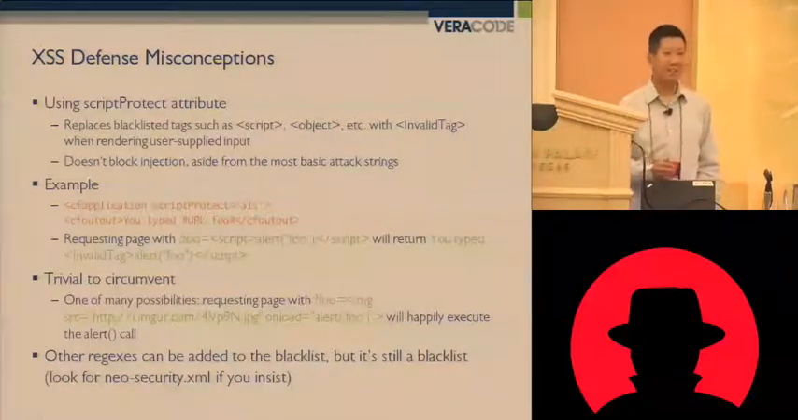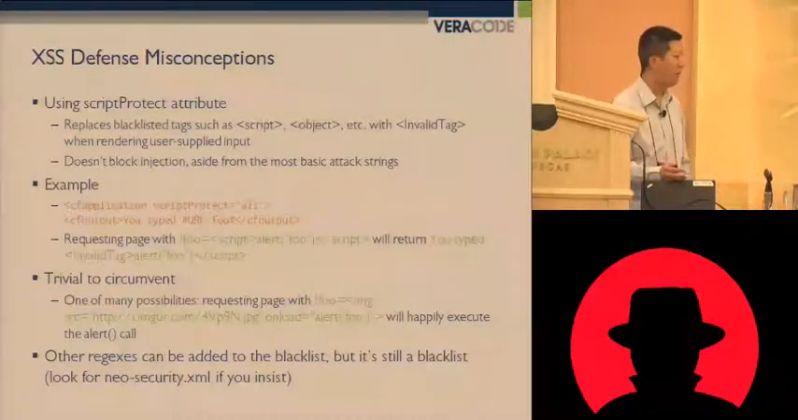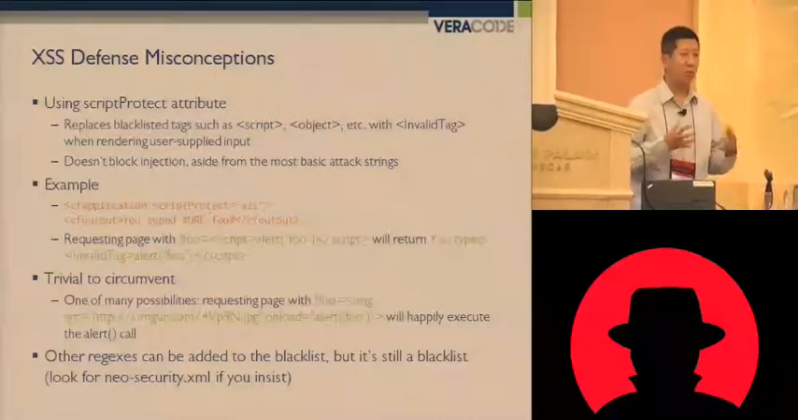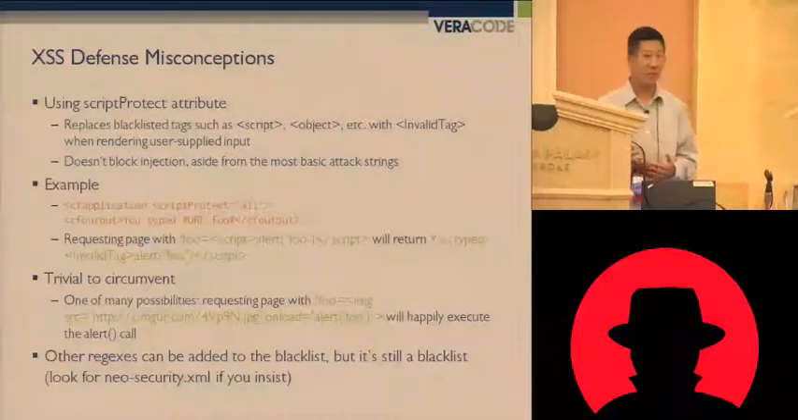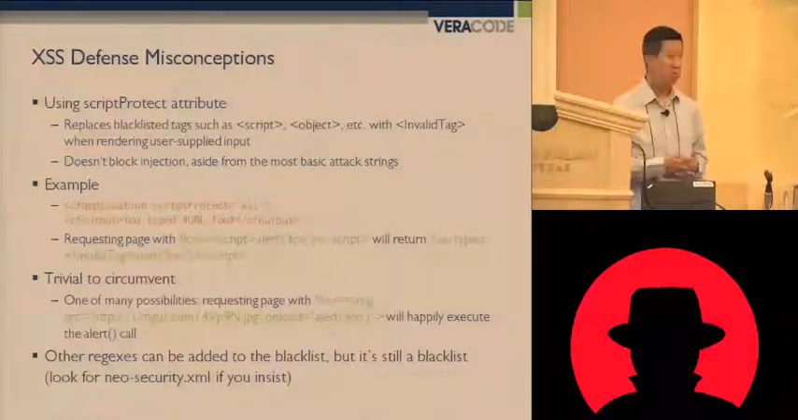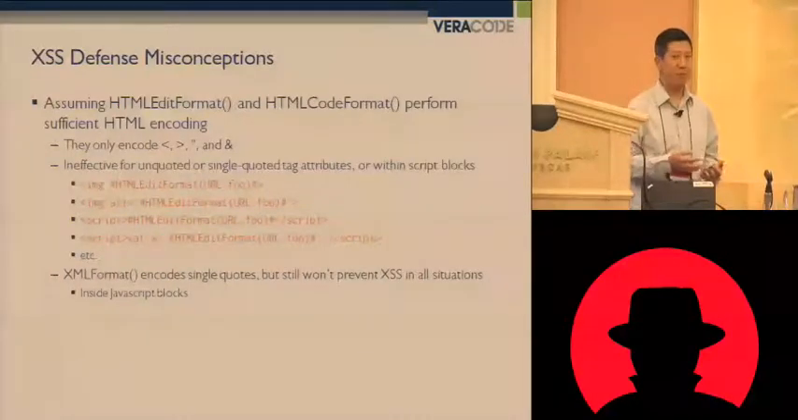You can mess with the blacklist if you want. You can go into this XML file that is packaged with the ColdFusion war, and it's called neo-security. It's regex syntax, and it shows you exactly what it's looking for and what it replaces stuff with. But at the end of the day, it's still a blacklist, and a blacklist is not the right way to protect against cross-site scripting. So bottom line is, Script Protect doesn't hurt you, but it really doesn't help you that much either.